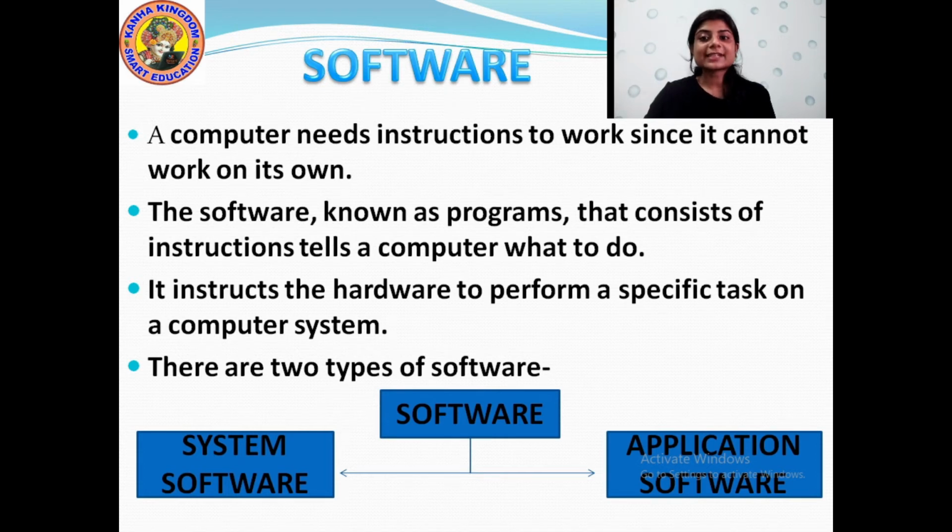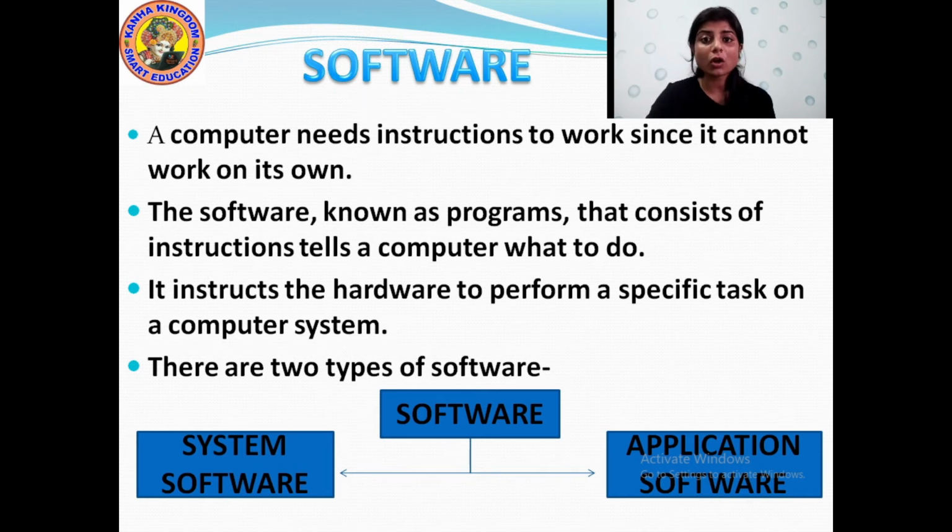So now students, let us study about software. What is software? Hardware I already told you, the computer parts which we can see and touch. Yes or no? And now software. What is software? A computer needs instructions to work since it cannot work on its own. So students, can a computer work by itself? Can a computer work on its own without instructing a computer system? Can it work on its own?